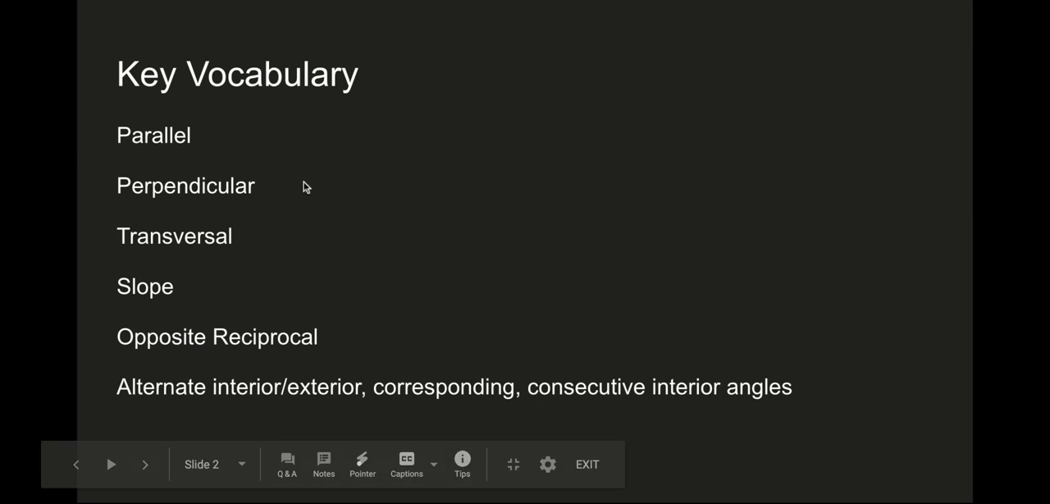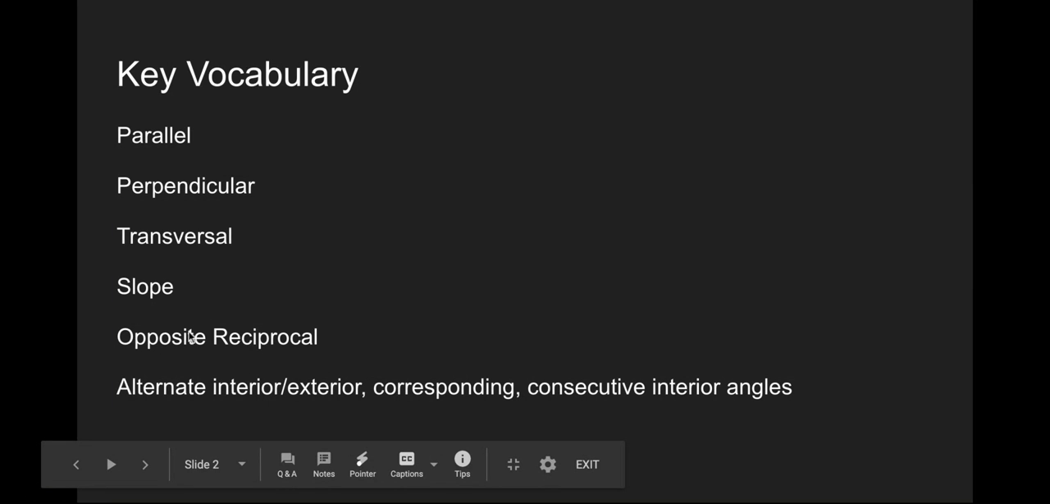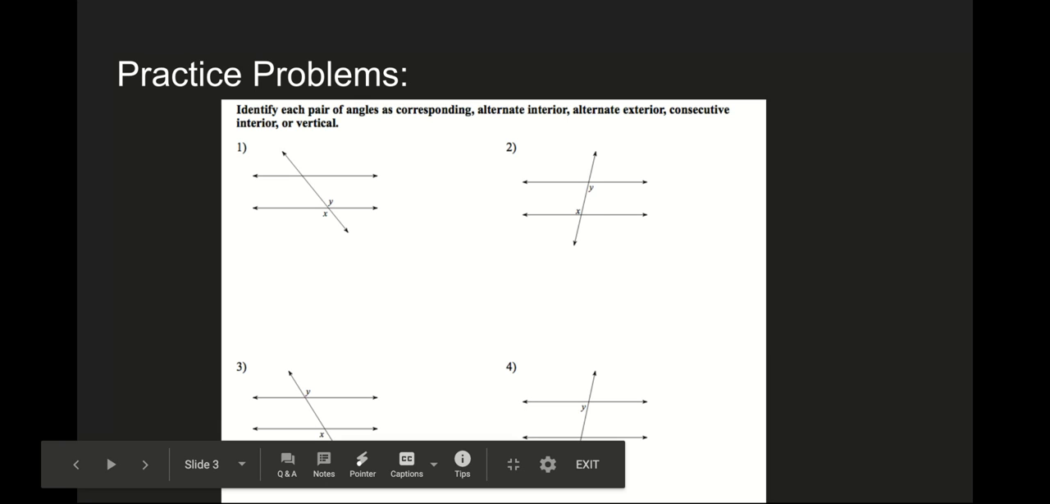There will be bits of vocabulary questions, some true, false, and asking you to define some stuff: parallel, perpendicular, transversal, an understanding of slope as rise over run, the rate of change on a line, understanding what it means to take the opposite reciprocal and how that connects to perpendicular lines, and of course, alternate interior, exterior, corresponding, and consecutive interior angles. So let's start with those vocab words towards the bottom here.